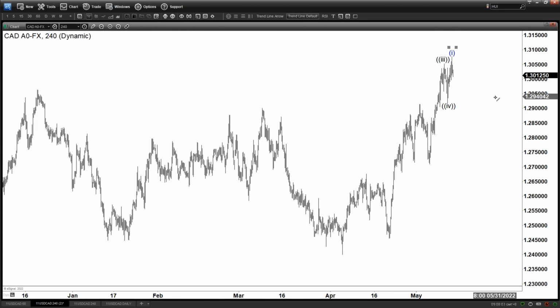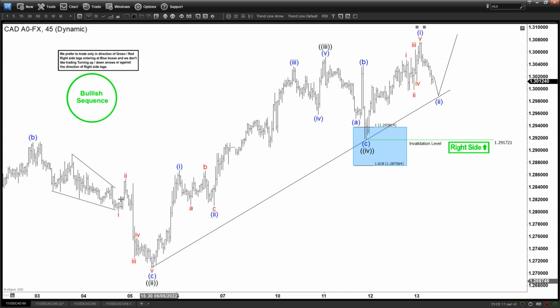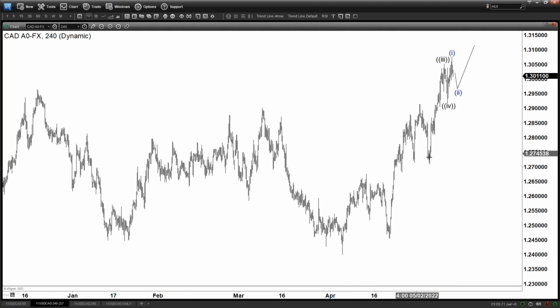So now we're looking for 2, 0, 5 and then 3, 0, 5. So it's within the 5, right? It is within the 5, but we're going to take a look at the option we have. Okay, so let's go to the 45 minutes here. Let's copy this wave 2 into the 4 hour. This is your wave 2. So if this is the wave 2, then you will know that this is your wave 1, right?